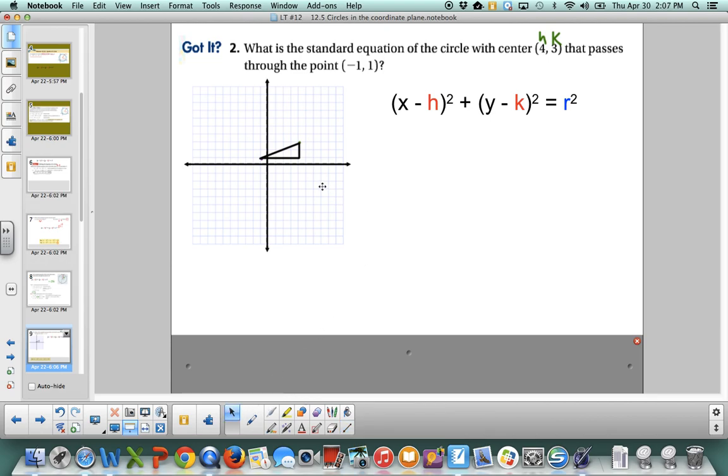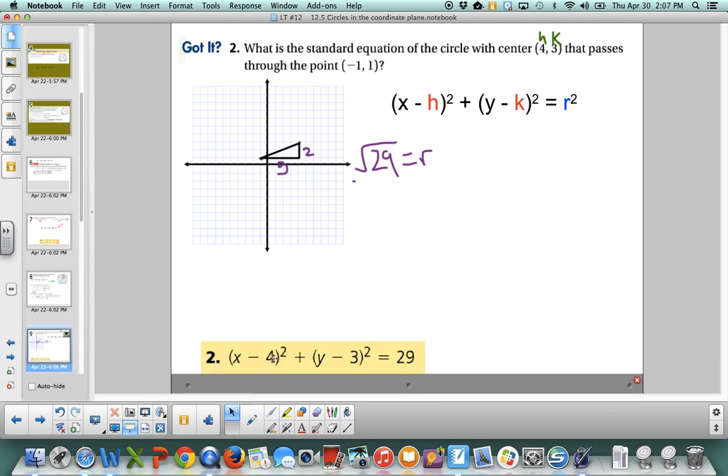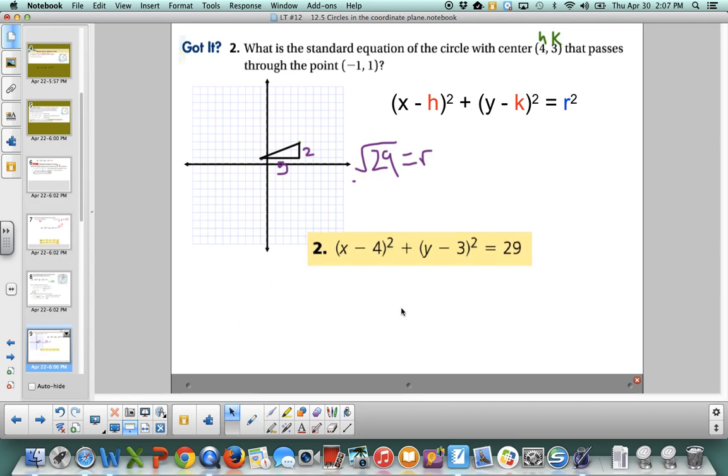2 squared, this is 2 right here. And this would be 5. So 5 squared plus 2 squared is 25 plus 4, 29. So I get the square root of 29 is my radius. And then I plug in my h and my k. And I should get x minus 4 squared plus y minus 3 squared equals 29. Because you square the radius, so square root of 29 will become 29.